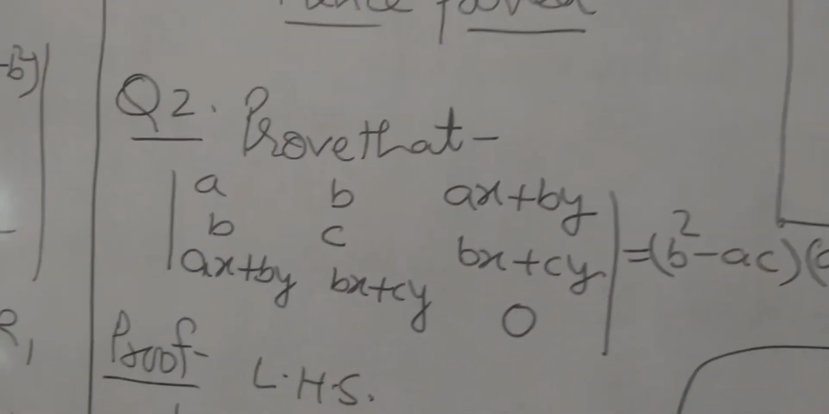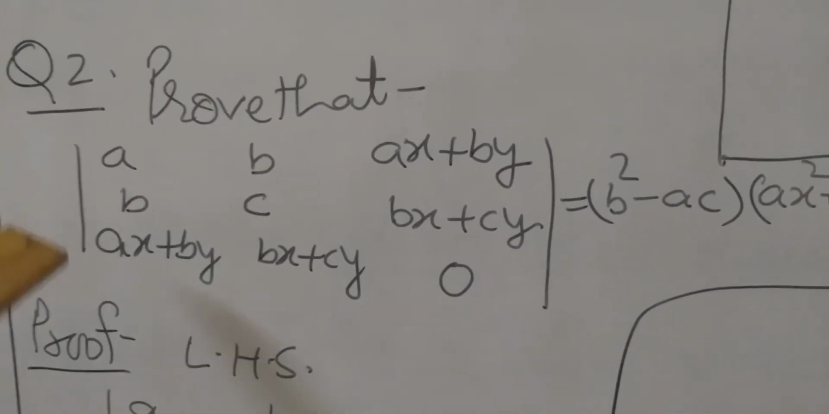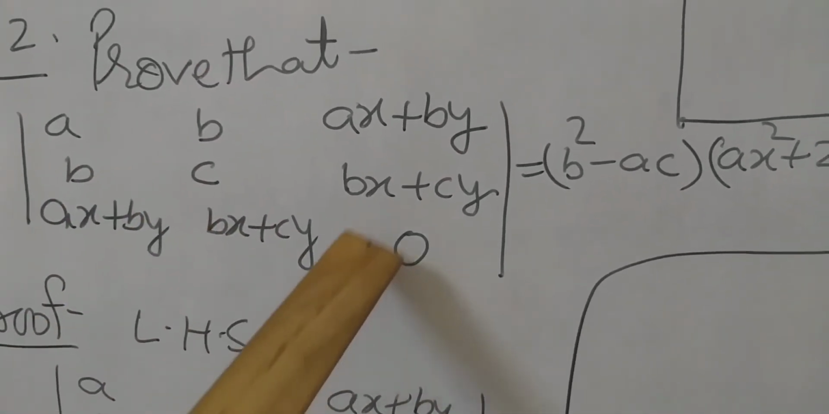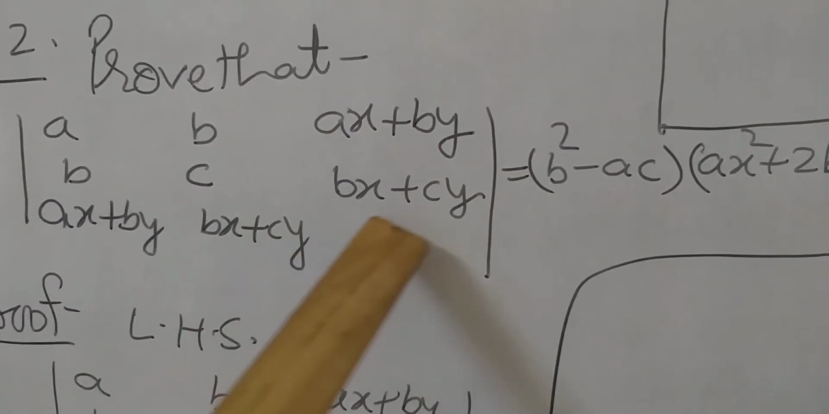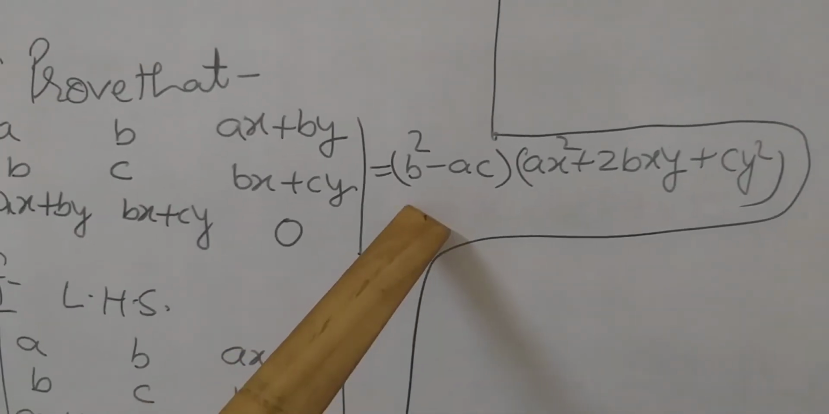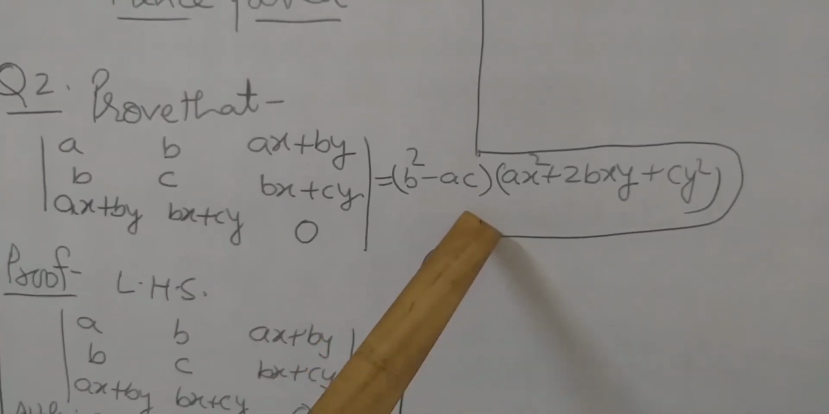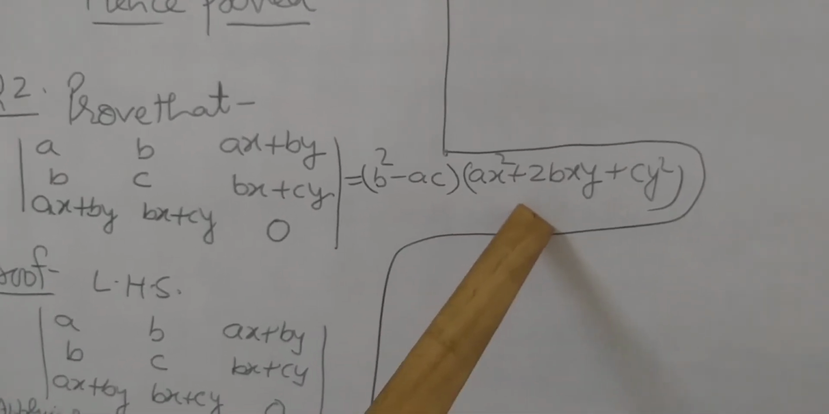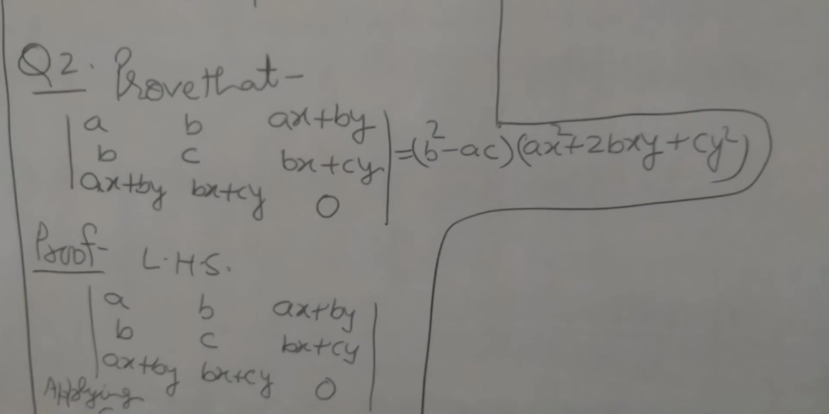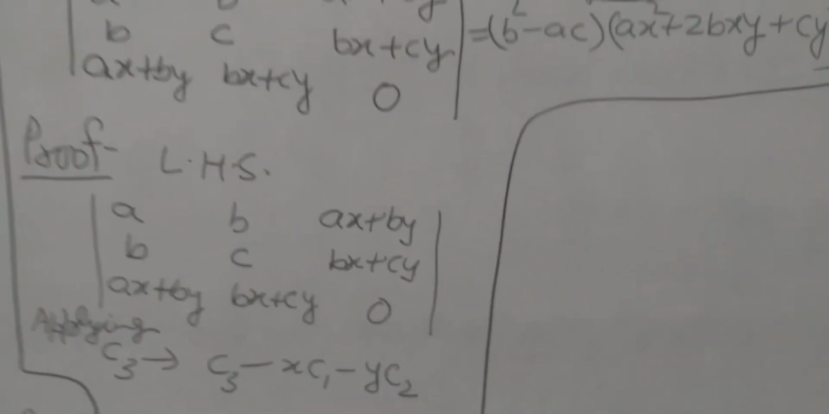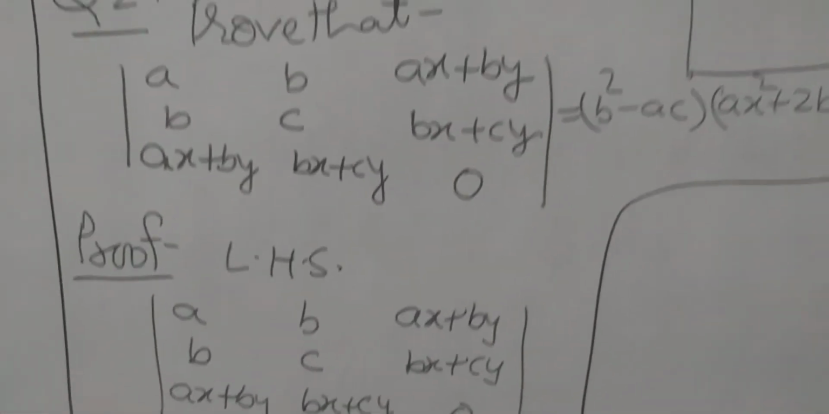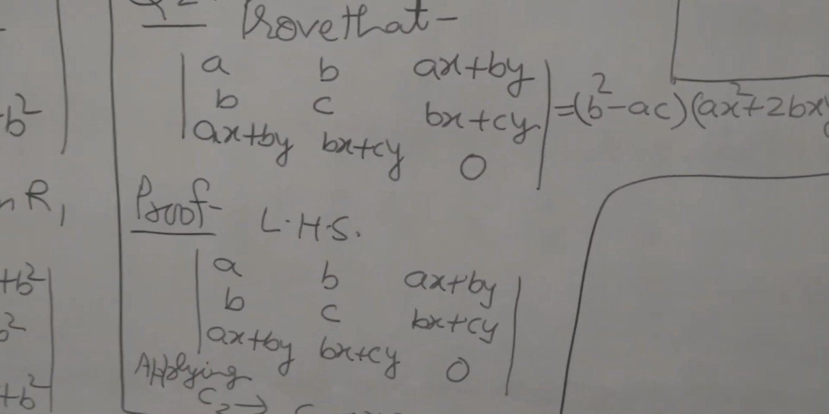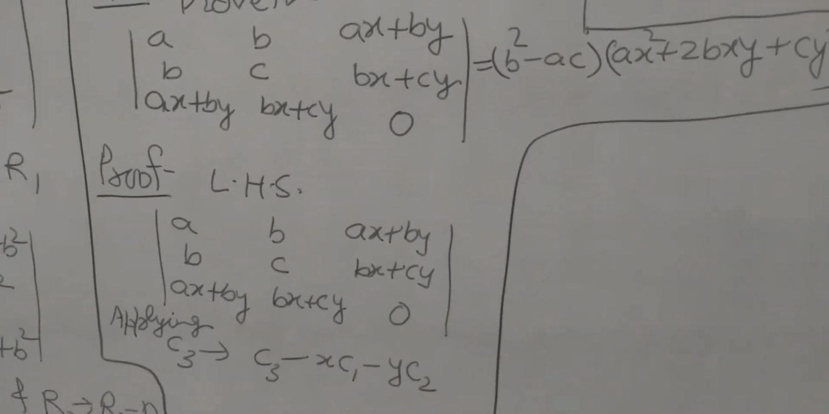Question number 2. Prove that the determinant AB, AX plus BY; BC, BX plus CY; AX plus BY, BX plus CY, 0 equals B square minus AC, next bracket AX square plus 2BXY plus CY square. So students, how can we prove it? We are going to take the LHS, students.